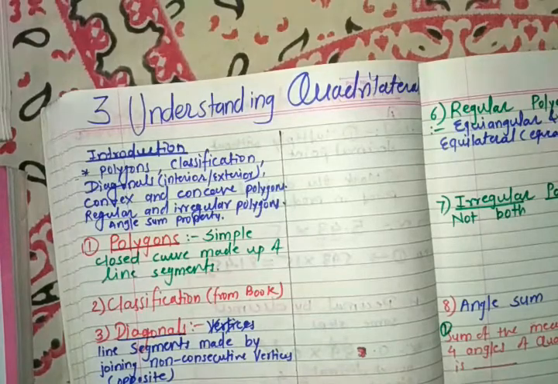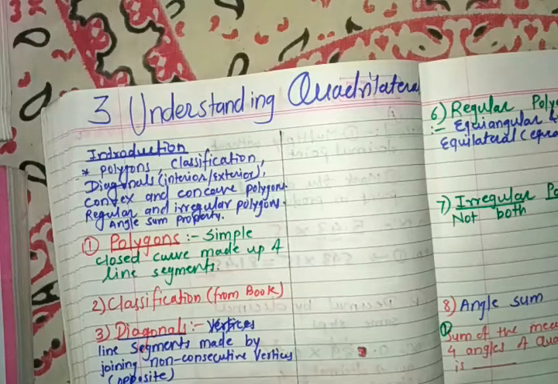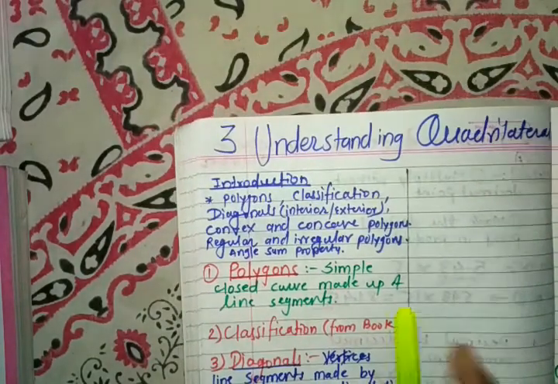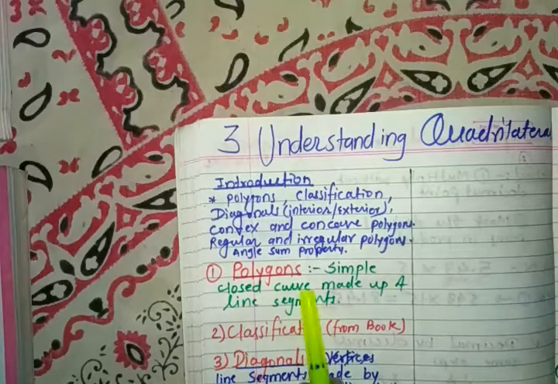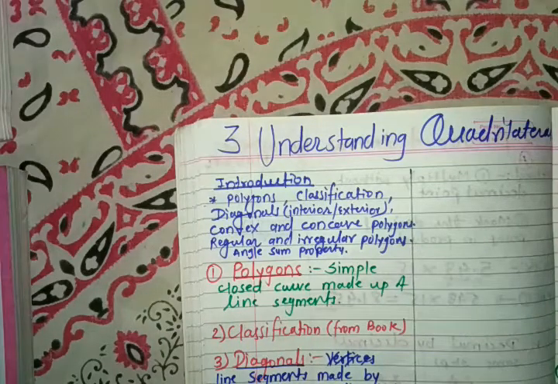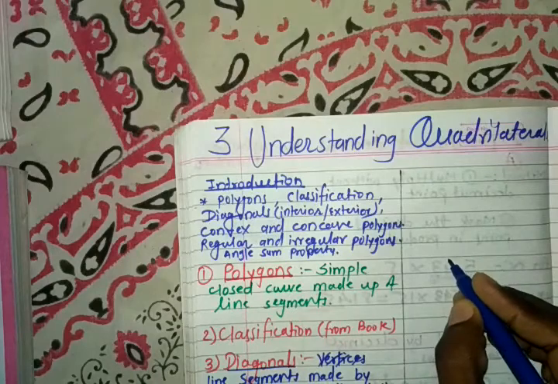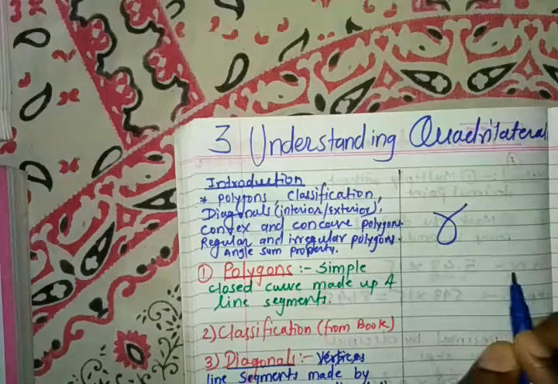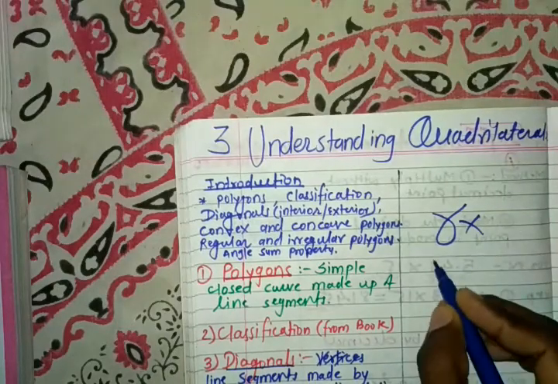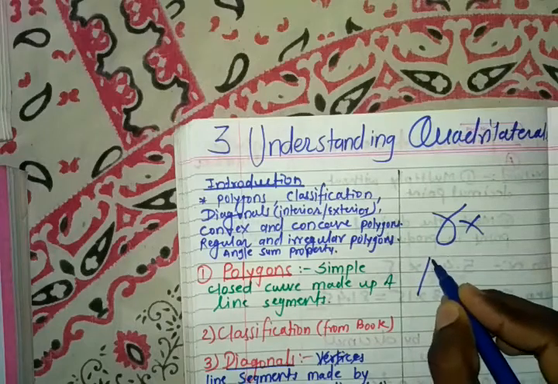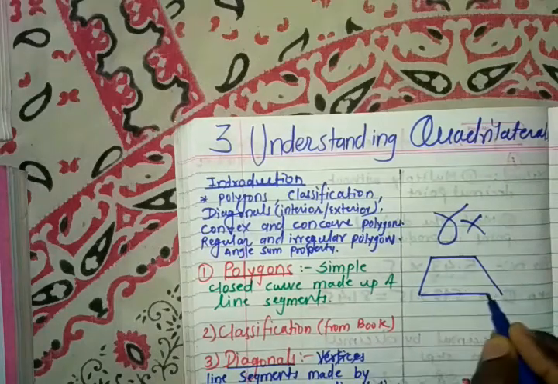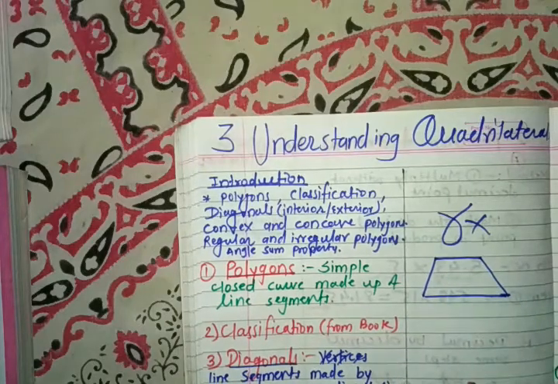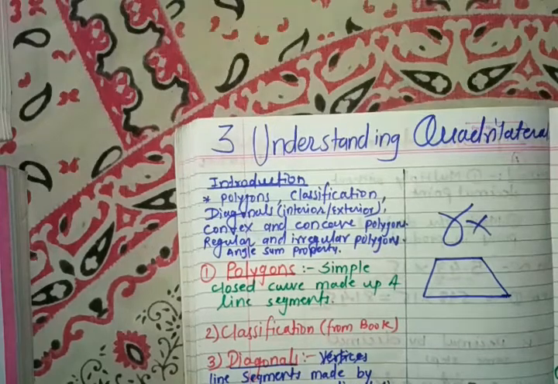So our first definition is, what is meant by polygon? A polygon is a simple closed curve. If I draw a simple closed curve made up of line segments, the condition is that it is made up of line segments. Suppose I am drawing like that, it is not a polygon. But suppose I am drawing with line segments, these are 4 line segments, so it is a polygon.